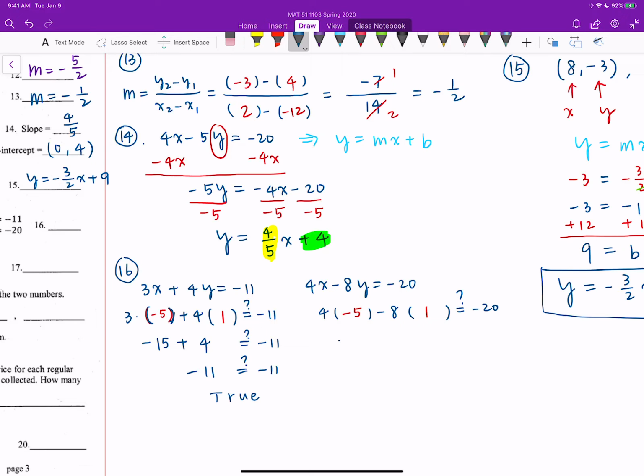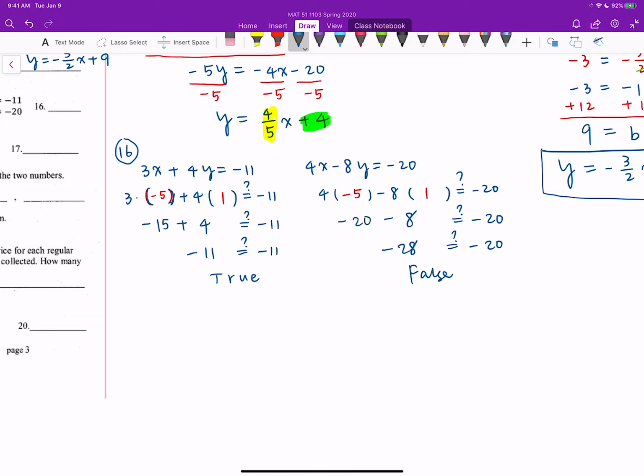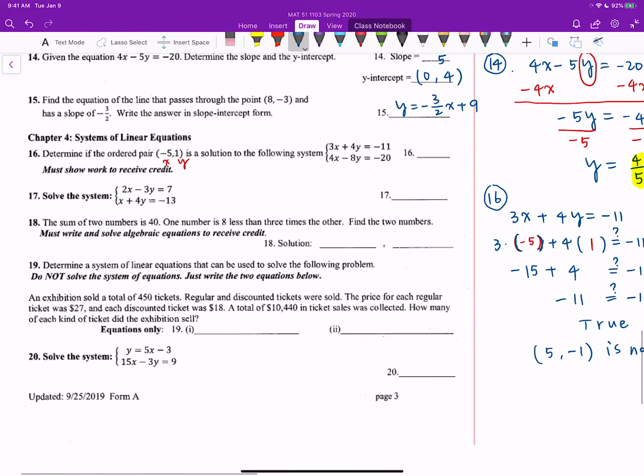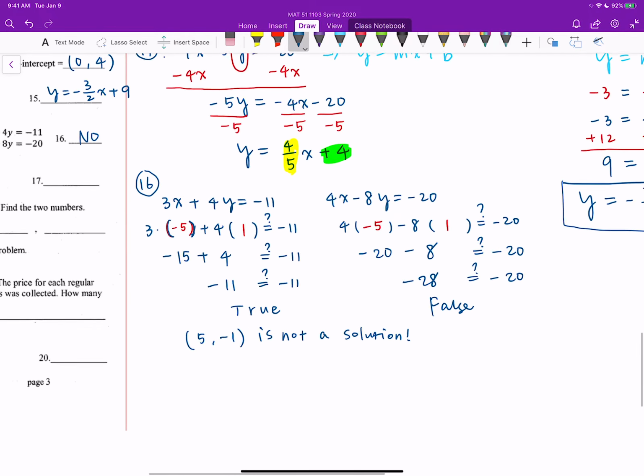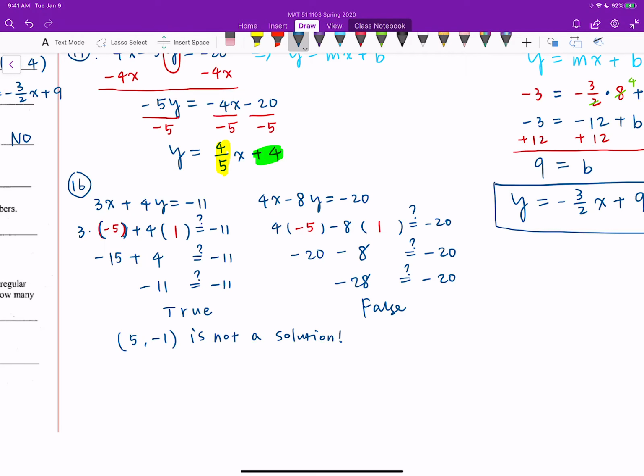Let's calculate. Make sure you put a question mark above the equal sign. 4 times -5, that's -20. -8 times 1, that's -8. And we're checking whether or not it's equal to -20. -20 minus 8, that's -28. Is -28 the same as -20? No. So it's false. As long as one of them is false, then your conclusion is that (-5, 1) is not a solution. To write above the line, you simply say no. But if you want to show work, this is basically the work that you're going to show.